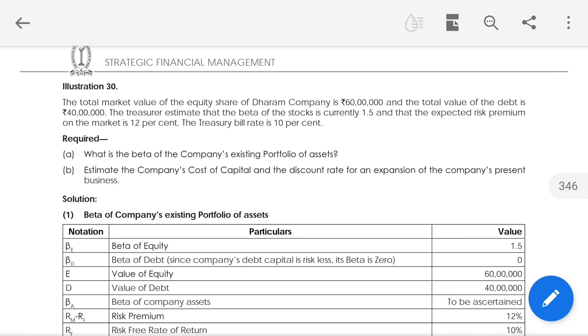So from the question we can understand that the total value of the organization is 1 crore, risk premium is 12% and risk-free rate of return is 10%. From this we have to calculate point A. What is the beta of the company's existing portfolio of assets? So we need to calculate only beta for existing portfolio of assets. Okay, so point B, estimate the company's cost of capital and discount rate for an expansion of company's present business. So let's go to the answer.